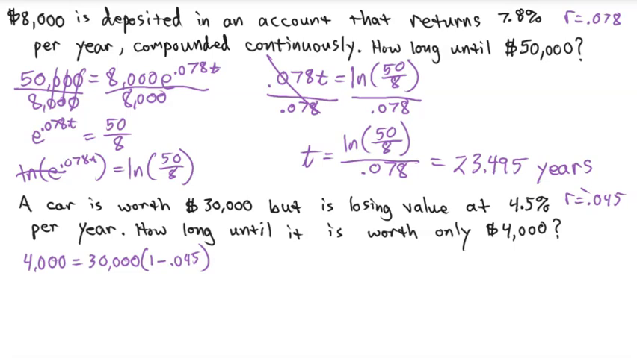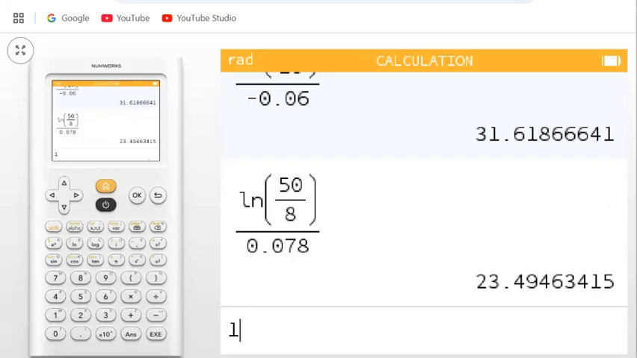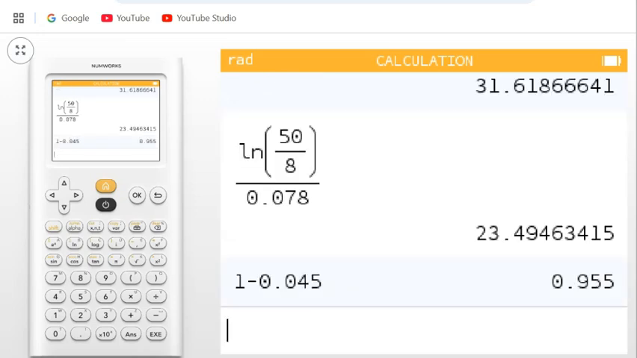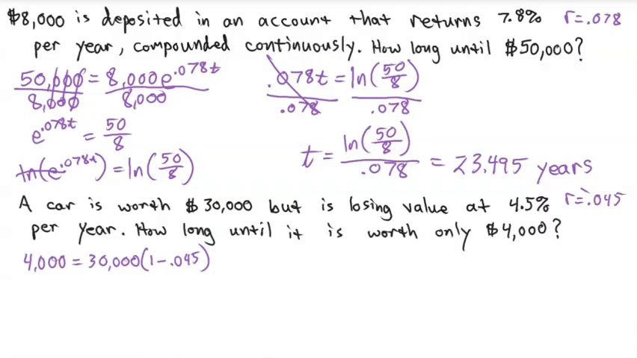Now what is 1 minus 0.045? Well, let's go to the calculator and find out, okay? 1 minus 0.045 is 0.955. So we're actually going to remove this and put in 0.955. Okay, 0.955 to the power of t. So we're solving for t. All right, so the first thing we're going to do is divide by 30,000 on both sides, just like we did in the last ones. We're going to cancel a 0 here, here, and here. So we're doing 4 over 30.